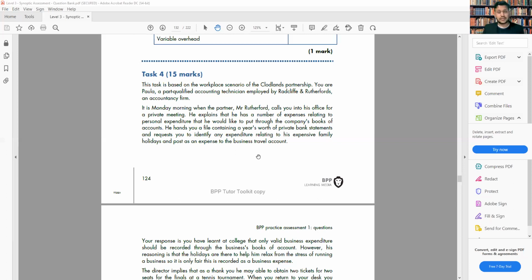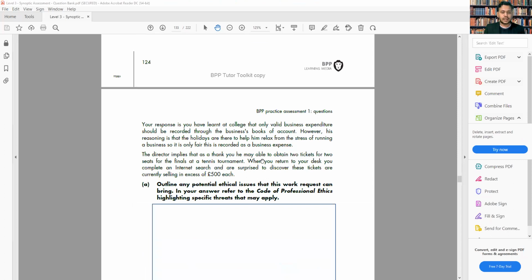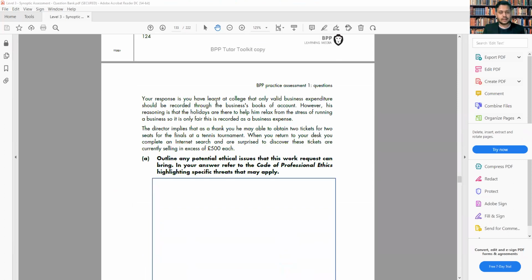So he went for a holiday with the family. So he wants to record this in the business book and asks you to consider this as a business expense. Your response is you have learned at college that only valid business expenditure should be recorded through the business book of account. However, his reasoning is that holidays are there to help him relax from the stress of running a business. So it is only fair this is recorded as a business expense. So he thought, when I go for a holiday, it makes me relax from the stress, and the stress comes from the business. For that reason, it is valid to record as a business expenditure.